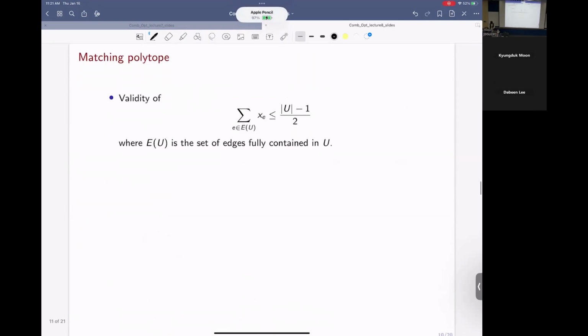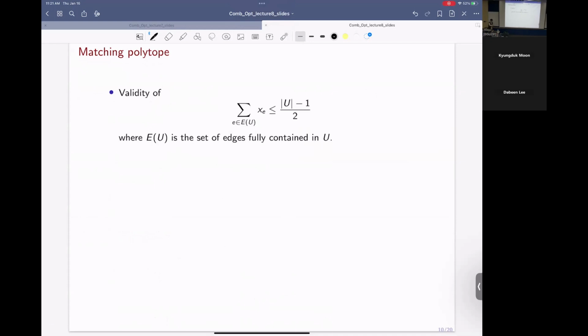Okay. Let's prove formally why this is valid. Why the solutions to the integer program satisfy this inequality. Let us formally prove this.